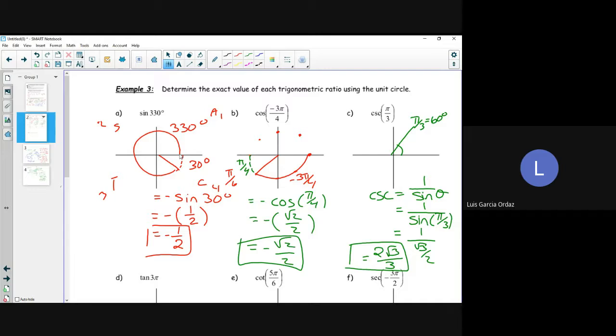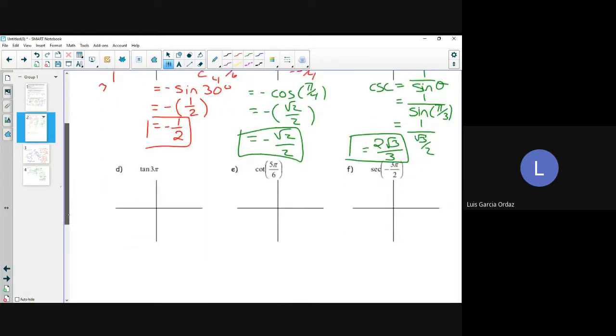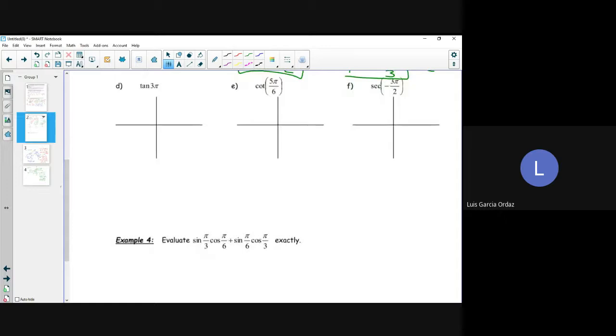So the reason we didn't have to make cosecant negative is because the angle lies in quadrant 1, which means all ratios are positive. So all you're doing in this lesson is just drawing out the terminal arm and seeing in what quadrant it lands, okay? And if it lands in a quadrant where the trig function is negative, then you're going to make your trig function negative.